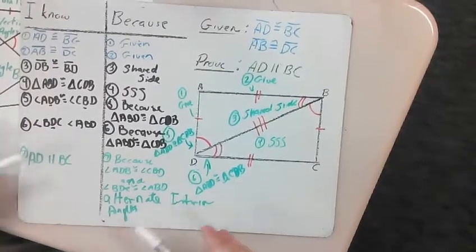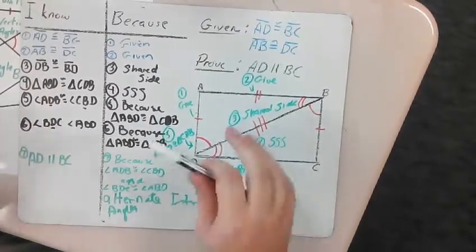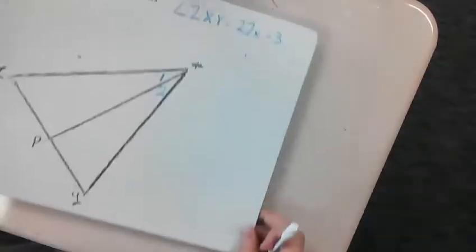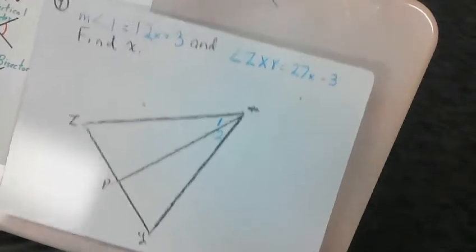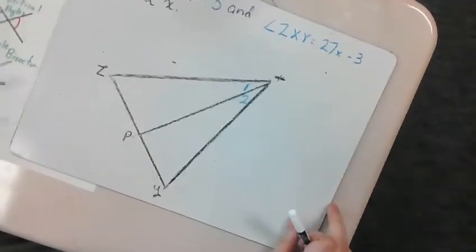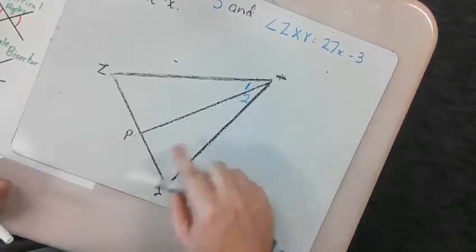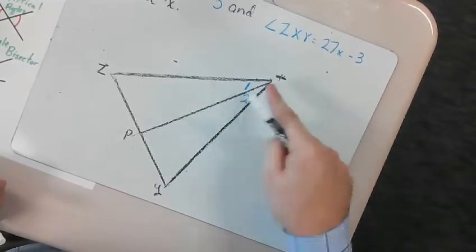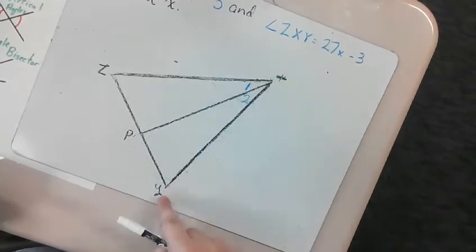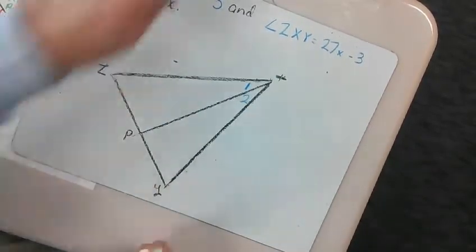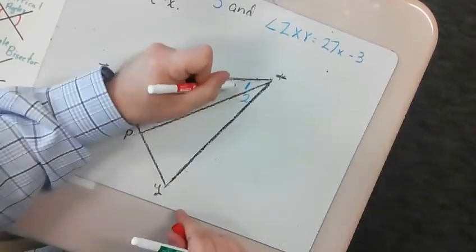On your other proofs, it's going to be a similar situation where you're going to have to think backwards. All right, let's take a couple of quick examples here. Example number 4 actually uses the angle bisector rule. PX is bisecting this angle ZXY. So that means we're going to have two congruent parts here.